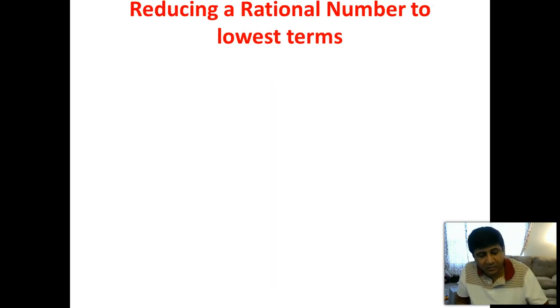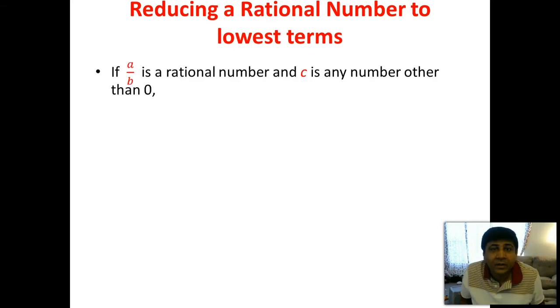Now this is something we deal with every day, very often in this math course or in other math courses, where a fraction is given to us, a rational number is given to us, which is a ratio, and we have to reduce it, to bring it down to the lowest terms. Now if a over b is a rational number, where a is some integer and b is some integer, you can think of it as 1 over 2, 5 over 4, anything, and suppose c is any number other than 0, which is non-zero. This is the property which we will use to reduce a rational number.